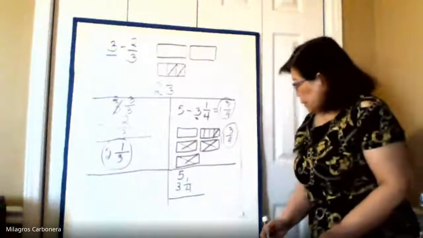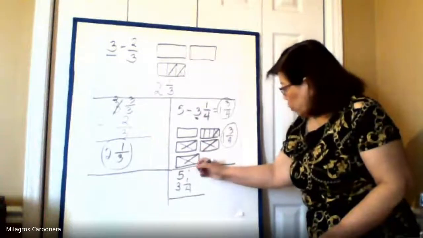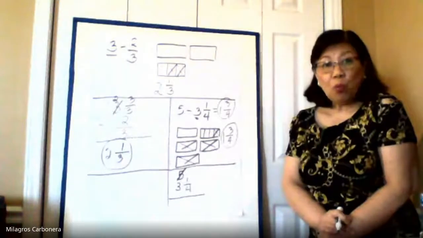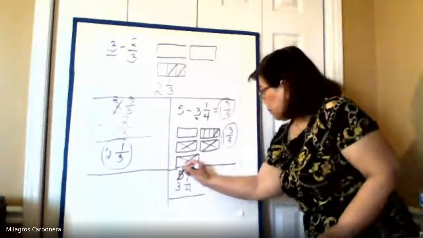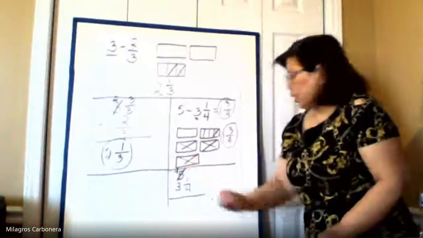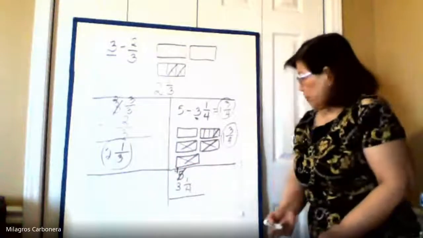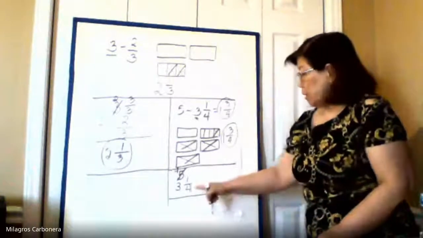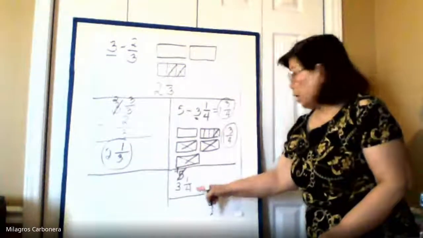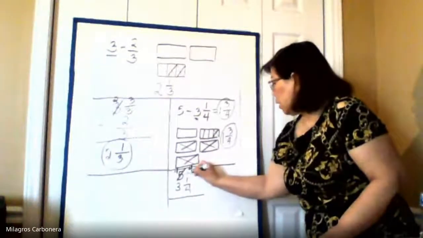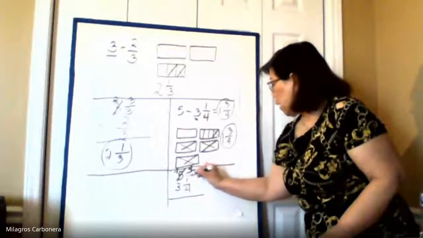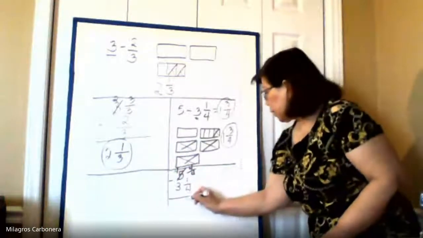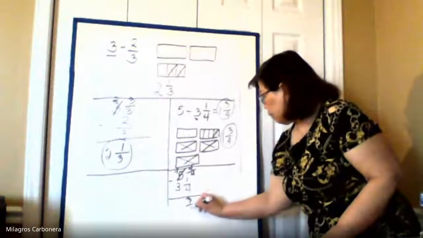Okay? Since there is nothing on top of 1/4, I have to cross out my 5. I am going to borrow 1 from 5. So my 5 turns into a 4. And the one that I borrowed, I would change it into a fraction. What would my fraction be? Since my denominator is a 4, it would be 4/4. Now, I am ready to subtract. 4/4 minus 1/4 is 3/4.